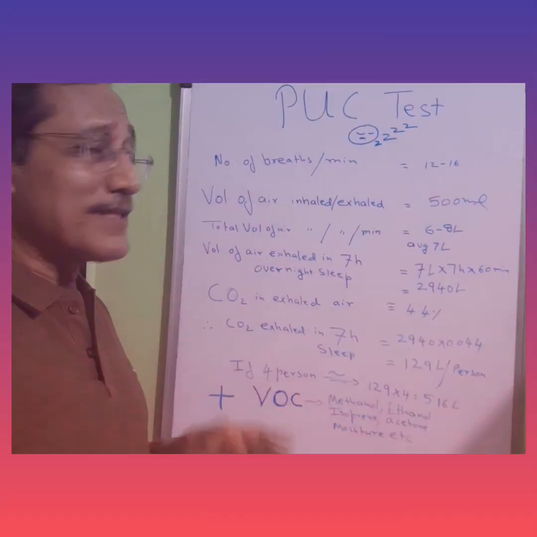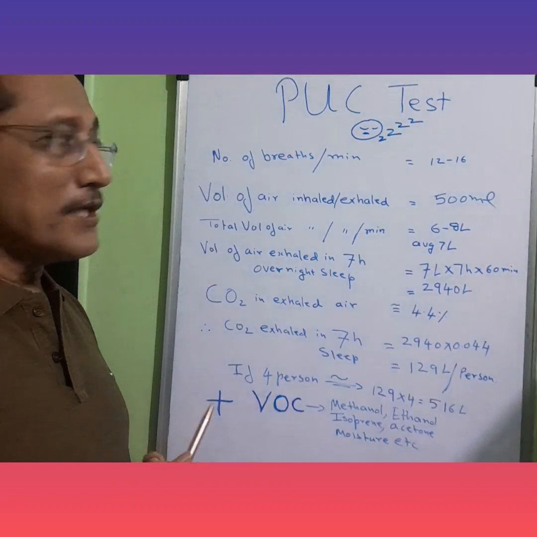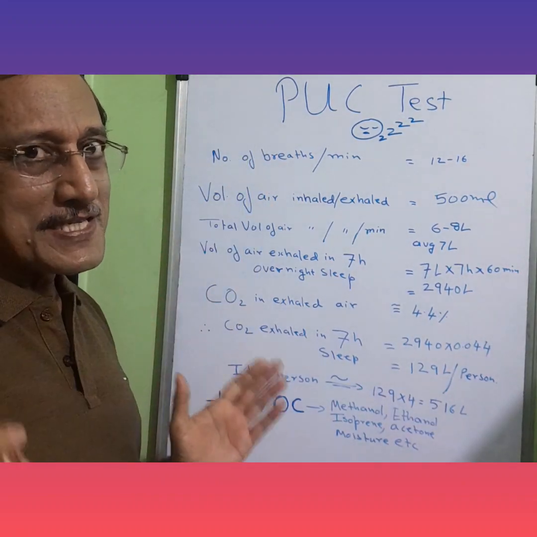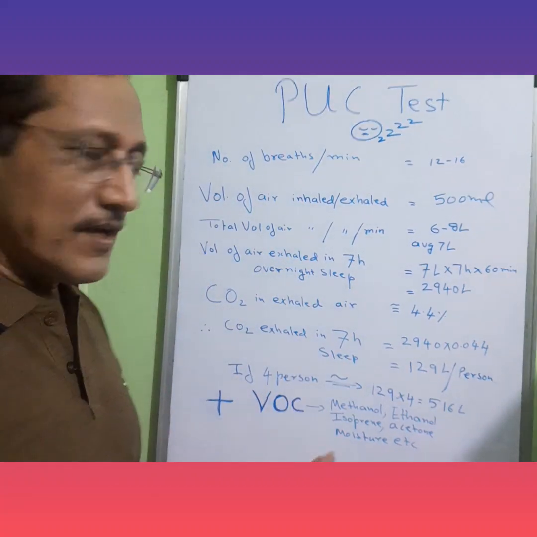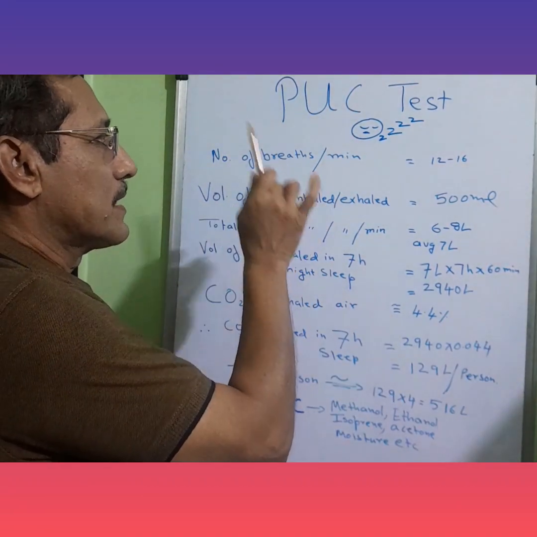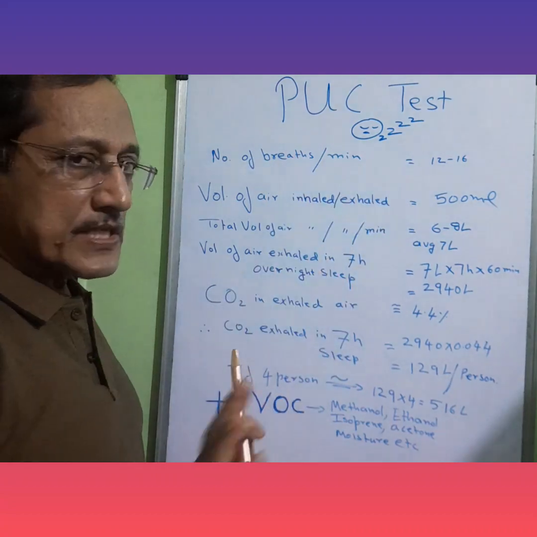Now I have done some calculations for a family of 4 people sleeping in a room. Let's get into those calculations first and then come back and discuss. Let's check out the PUC pollution under control test while we are asleep. It's all to the closest approximation. The number of breaths per minute is 12 to 16.